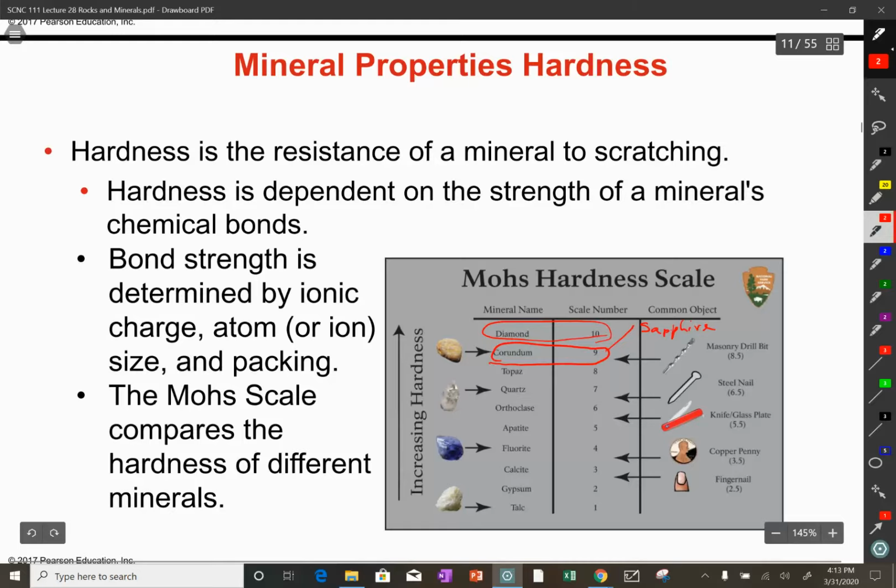There is a technical difference, but they're chemically the same thing. So I did my research. Sometimes I call it corundum, sometimes I call it sapphire. So corundum sapphire is also very hard.